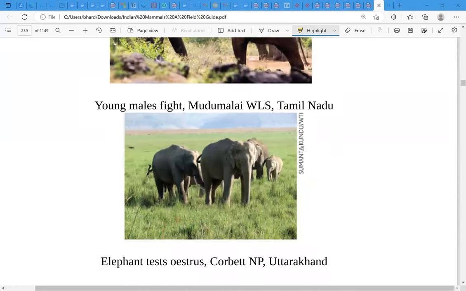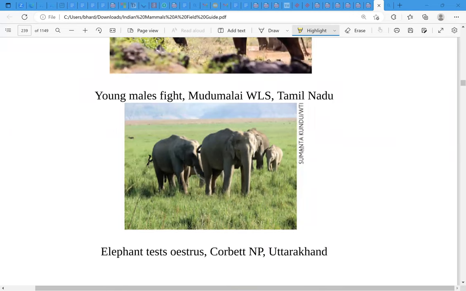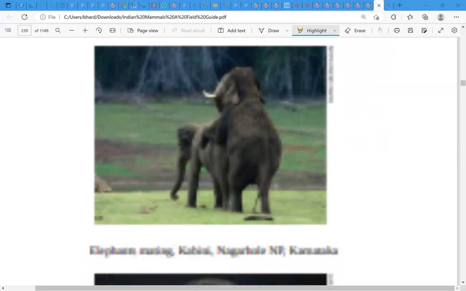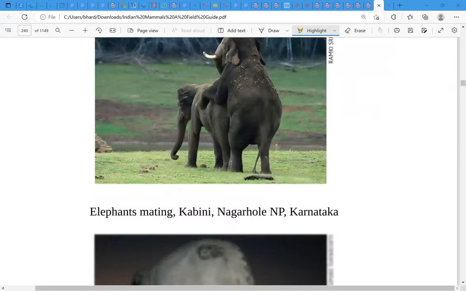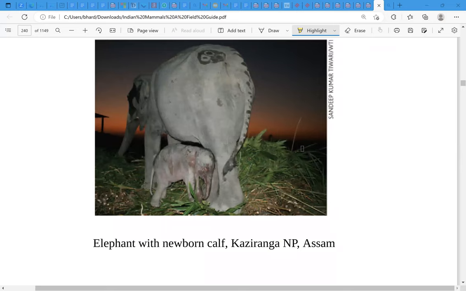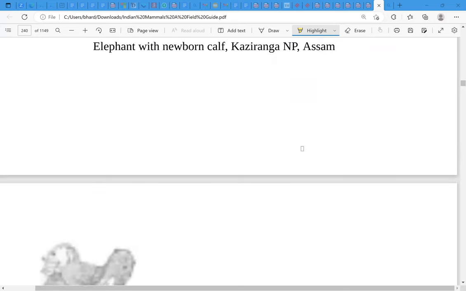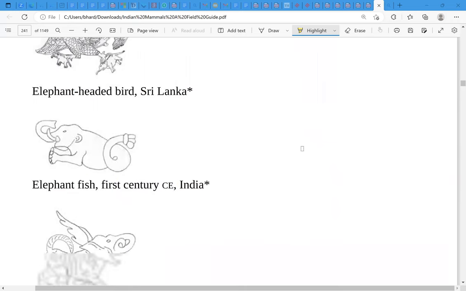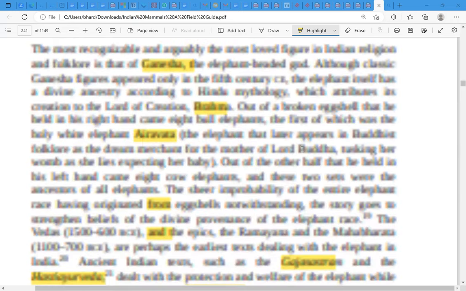Young male fight, Mudumalai Wildlife Sanctuary, the animal tests the female's urine. See, it is testing. And then see, it is showing elephants mating at Kabini Nagarhole National Park, Karnataka, and an elephant with a newborn calf at Kaziranga National Park. So, there is a cultural significance of the elephant. That's what we can say in the case of Indian heritage.